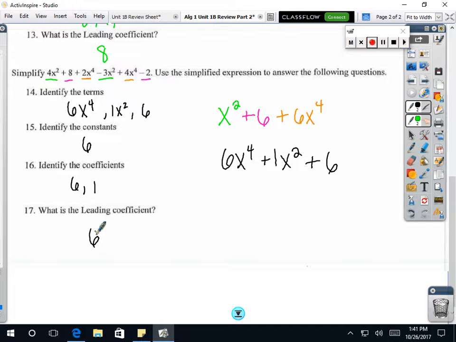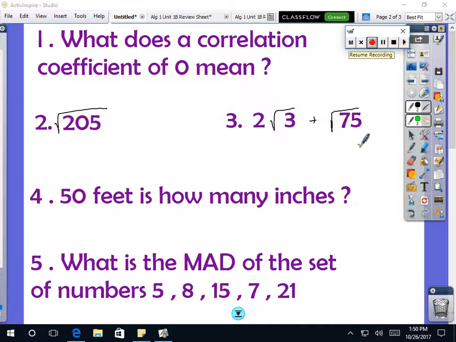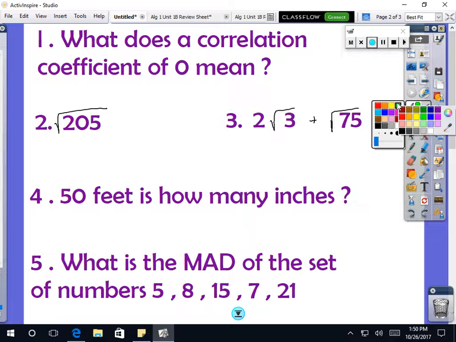Right. Okay, now I want you to get out a sheet of notebook paper. 1. What does a correlation coefficient of 0 mean? No correlation. What would that look like on a scatter plot? Right, just scattered everywhere. It wouldn't make any kind of line. It would just be random.